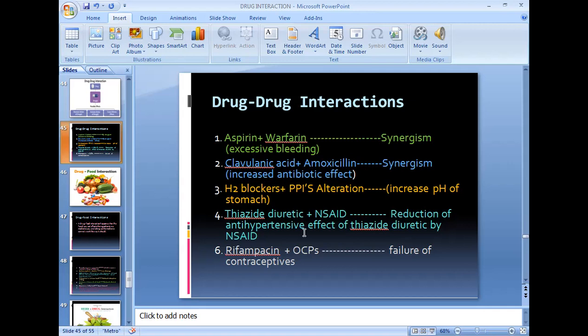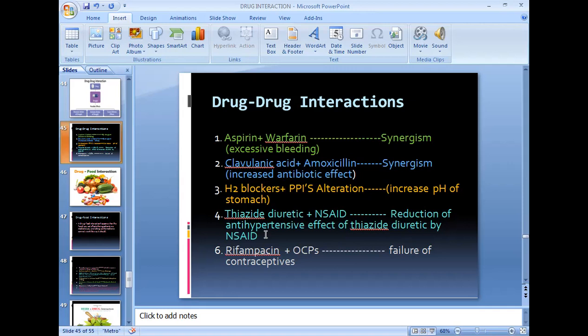Thiazide diuretics and NSAIDs, when they are taken together, as we have already discussed, there will be reduction in the antihypertensive effect by the use of non-steroidal anti-inflammatory drugs, under the influence of reduction of prostaglandin responsible for renal blood flow.